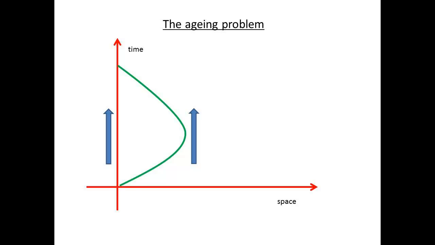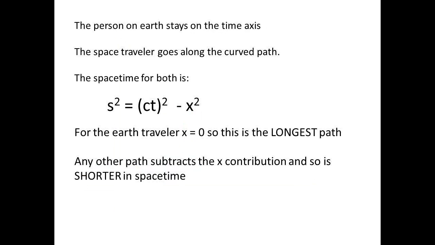At this point we can look again at the aging problem and travel through space. A person on Earth moves along the line following the time axis. A person travelling in space moves along the curved line, the green line here. The space-time for both is determined by s squared equals ct squared minus x squared. Now for the Earth traveller, x is equal to 0, so this must be the longest path. For any other space path, the space-time is shorter, since we have to subtract the x contribution.